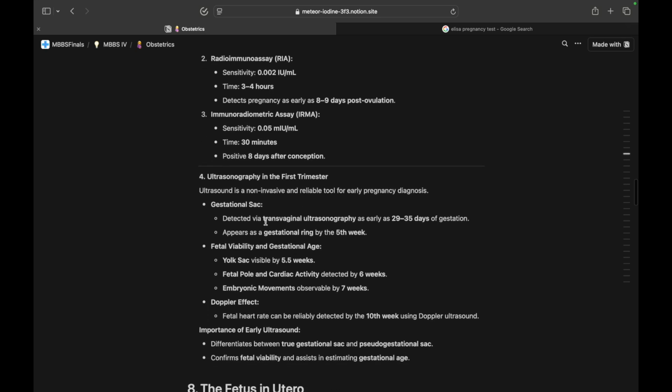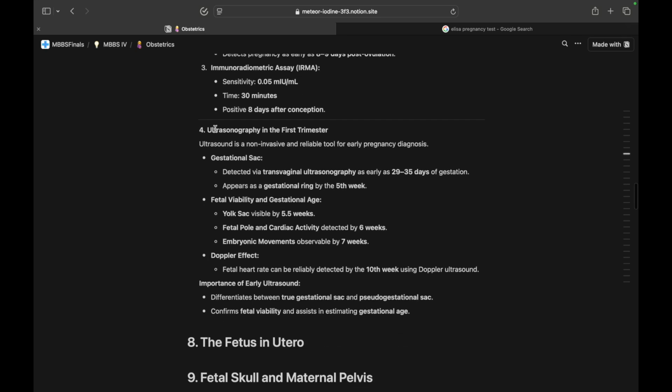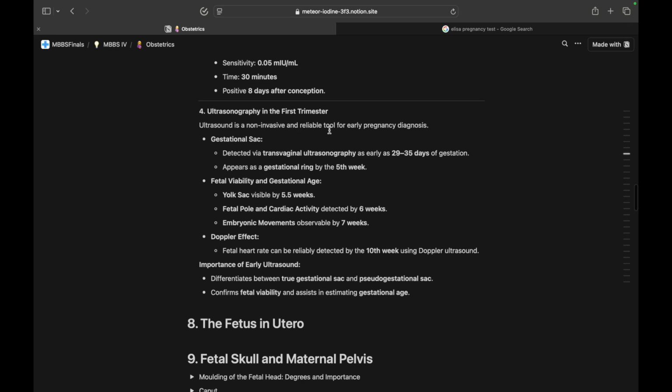So we are done with this. Now coming to finally ultrasound in the first trimester. Ultrasound is a non-invasive, reliable tool for early diagnosis of the pregnancy. So what are the things that we detect? Gestational sac, fetal viability and gestational age, Doppler effect.